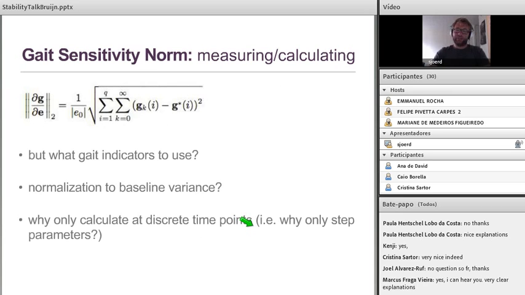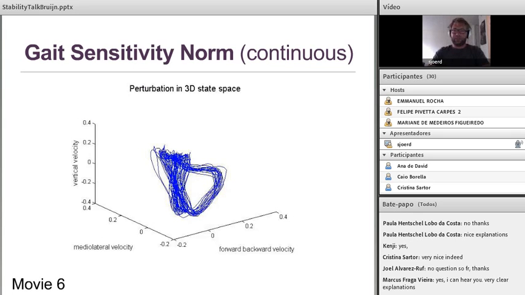And the downside of this method so far is that we only calculate it at discrete time points. So you only calculate it during heel strikes, you calculate step time, but maybe it would be better to have also information between the heel strikes, and the gait sensitivity norm doesn't allow you to do that. You have only discrete, only at heel strike you know what's going on. So we're also looking into doing it continuously, and it's basically the same picture as you saw before.